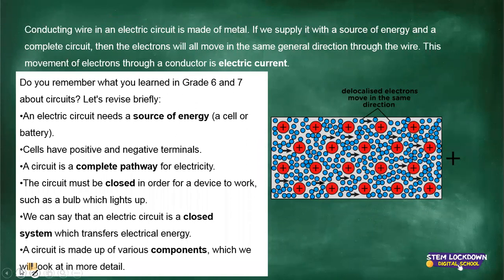So the conducting wire in an electric circuit is made up of metal because metal is a good conductor of electricity. So if we supply it with a source of energy and a complete circuit, then the electrons will move in a general direction through the wire.